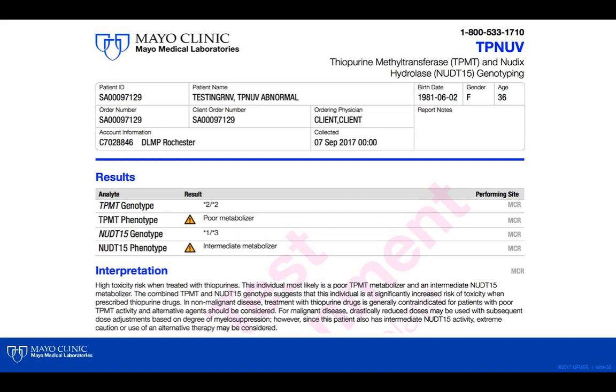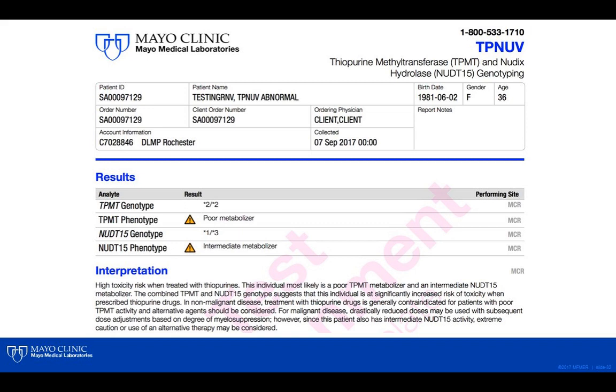So as I mentioned earlier, TPMT can be tested using a genetic test like what we've been talking about so far, or an enzyme activity test, which is what Dr. Rinaldo will be talking about in a minute. So if this TP-NUV genotyping test combines TPMT and NUDT15, why might someone even want to use the activity assay, and how would that work? Well, I mentioned earlier that TPMT and NUDT15 activity is a spectrum from poor to normal metabolism.